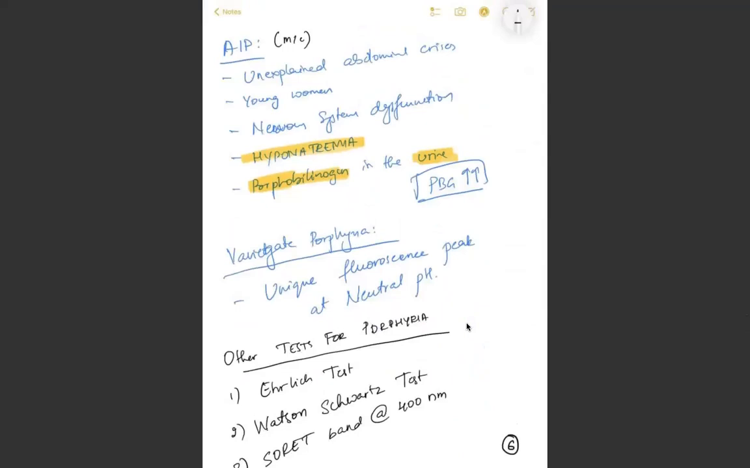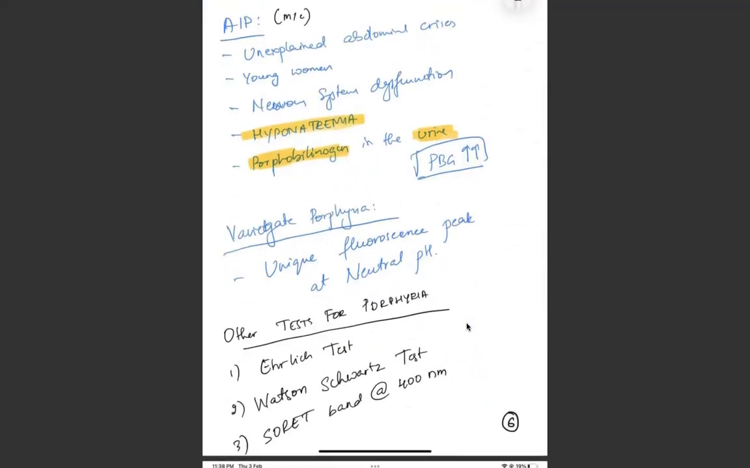Acute intermittent porphyria is the most common porphyria, and the patient usually presents with an unexplained abdominal crisis. There will be increased porphobilinogen in the urine. There will be nervous system dysfunction, and hyponatremia will be seen in these patients. Variegate porphyria is the only porphyria where you'll see a unique fluorescence peak. The other tests used are the Ehrlich test, Watson-Schwartz test, and a Soret band at 400 nanometers can be seen in these porphyrias.